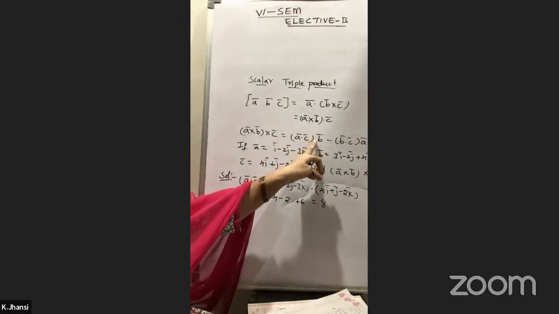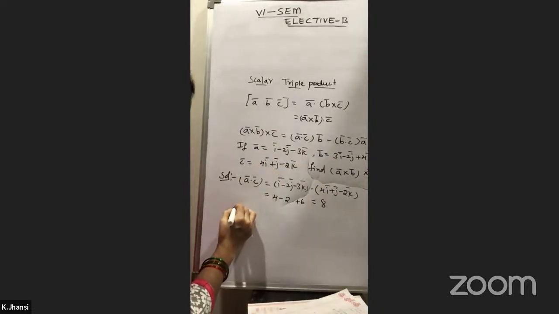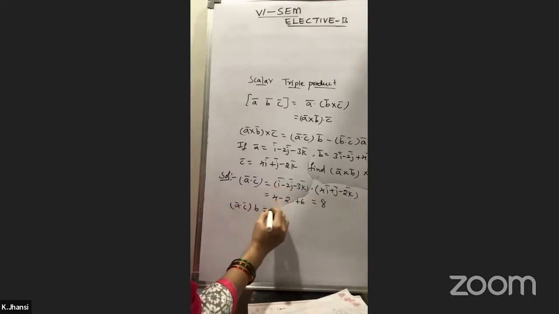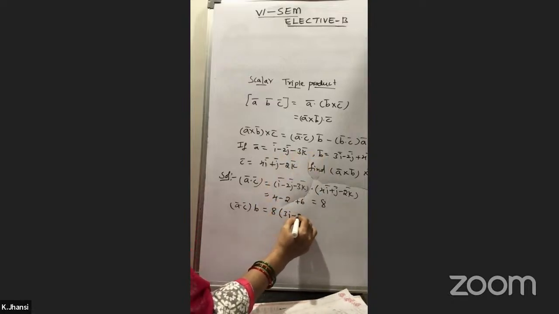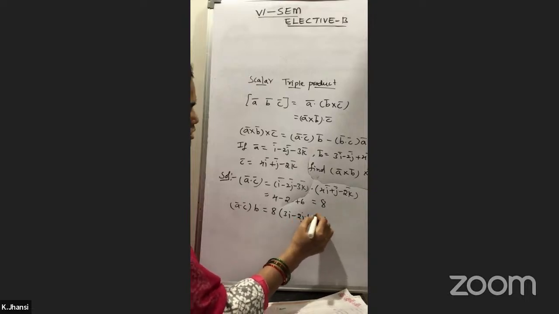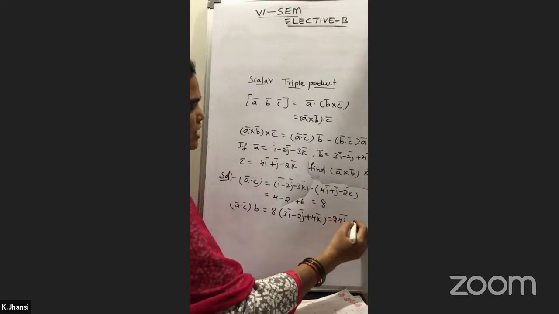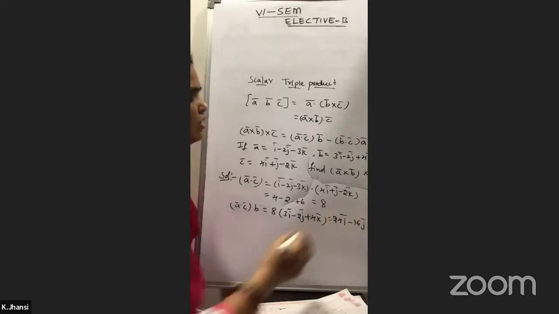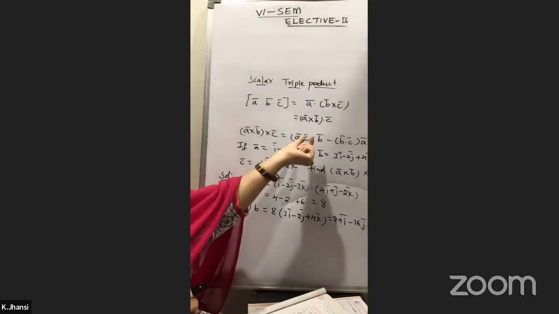Now this is A dot C into B, so we can do the multiplication. A dot C value is 8, so 8 into B. What is B here? 3i minus 2j plus 4k. When you multiply this, 8 3s are 24i minus 8 2s are 16j plus 8 4s are 32k. So we got the value as 24i minus 16j plus 32k.